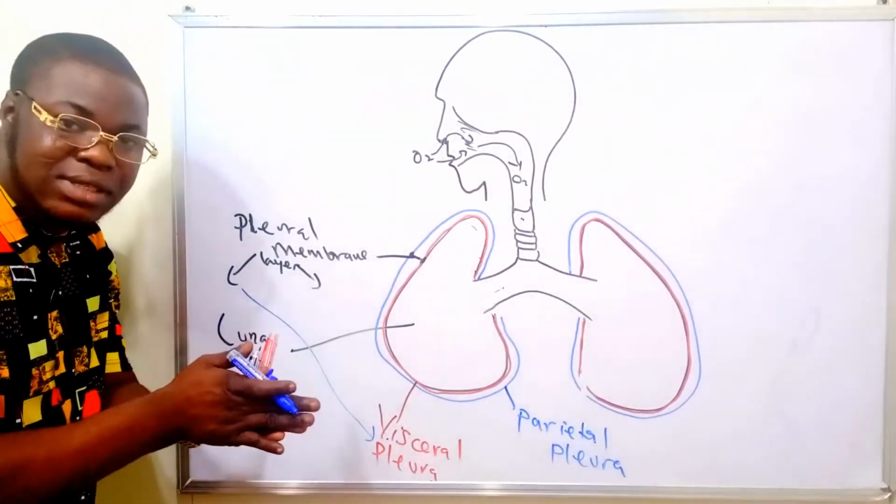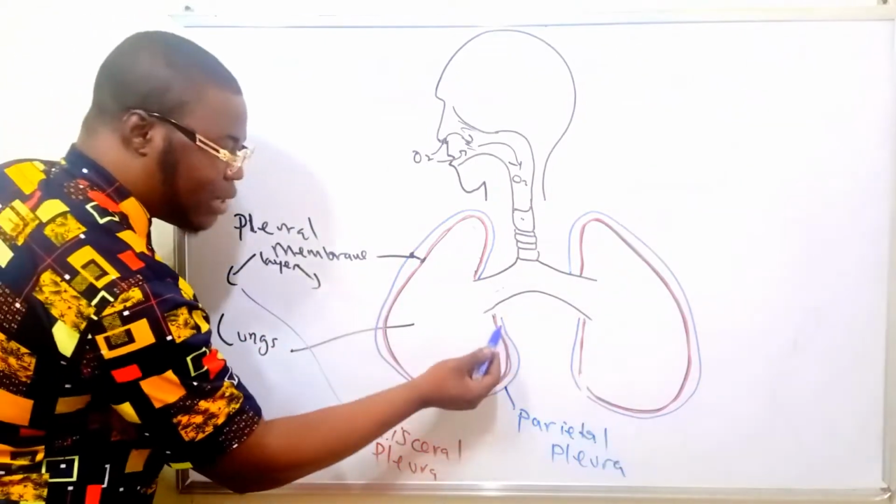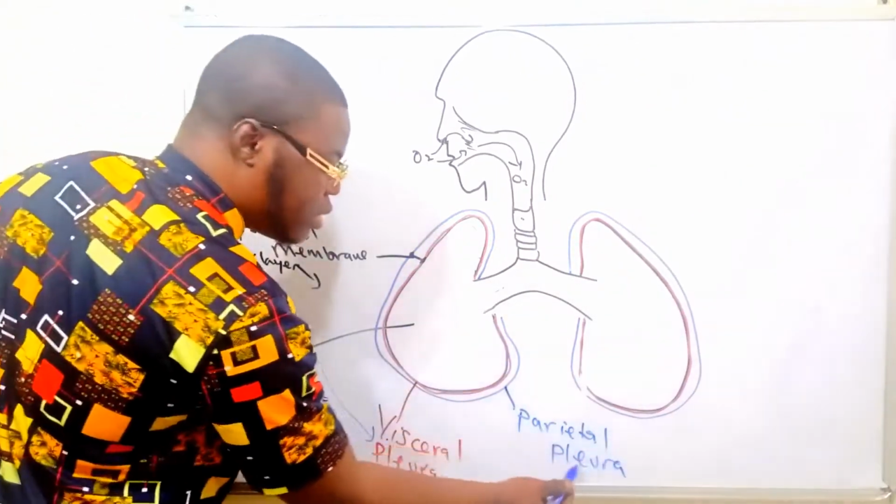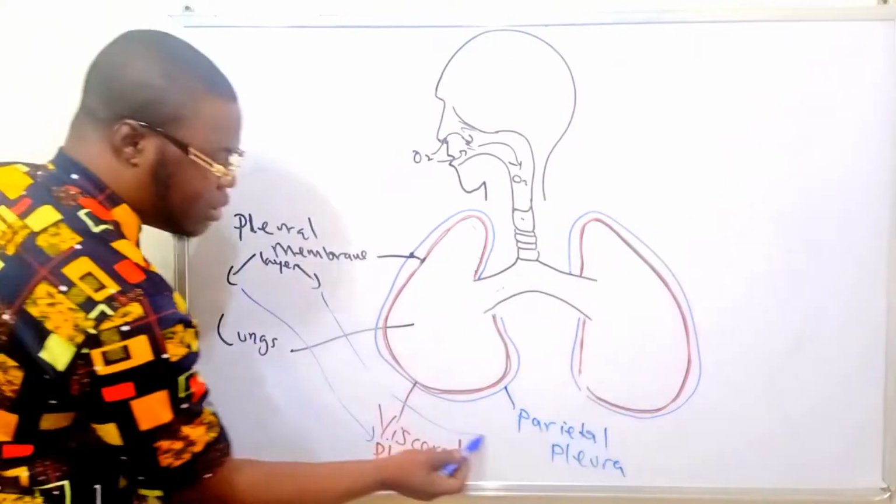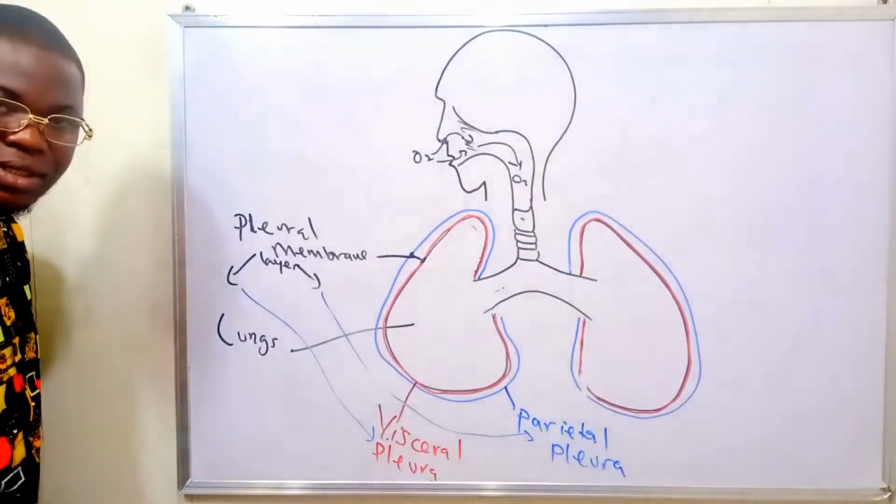It adheres with it. And then the one that is the outermost layer, so it's the what? The parietal what? The parietal layer. That is the second one, the second layer. I hope we understand that.